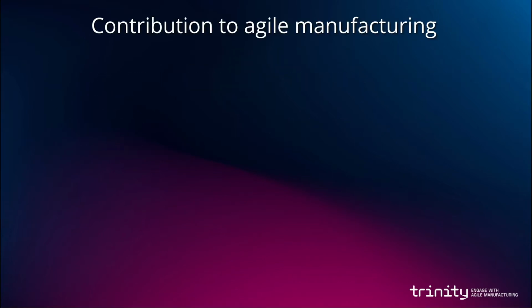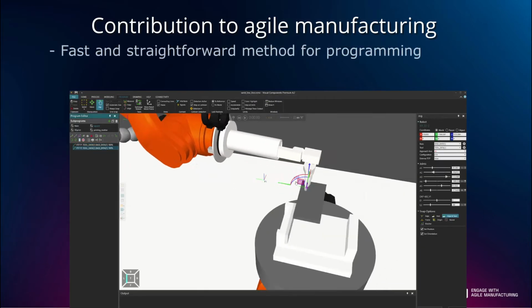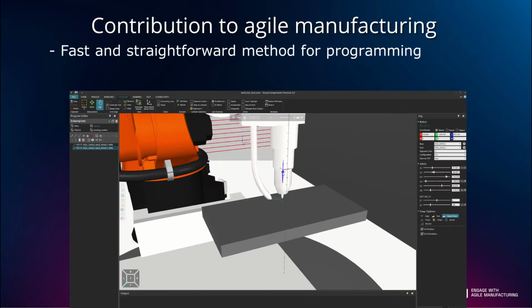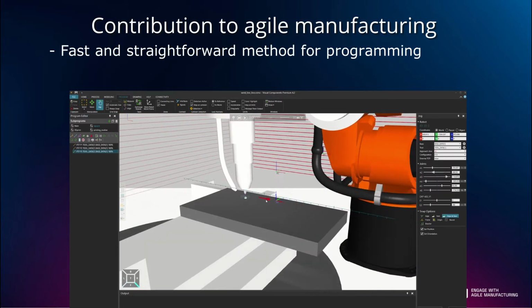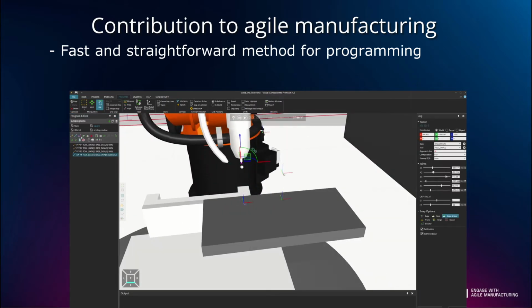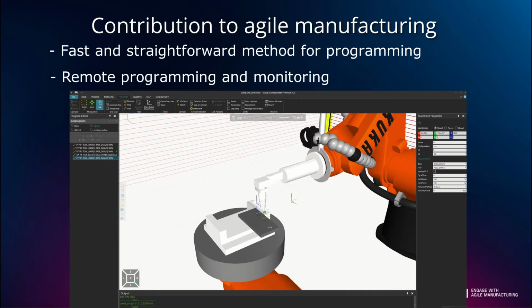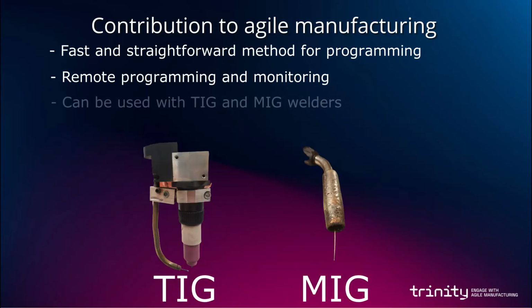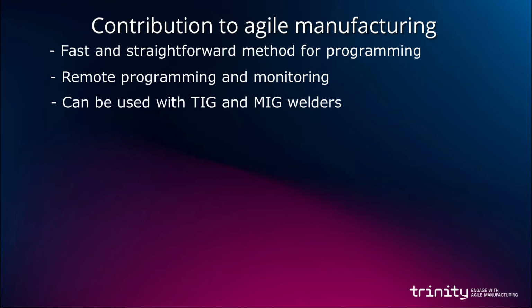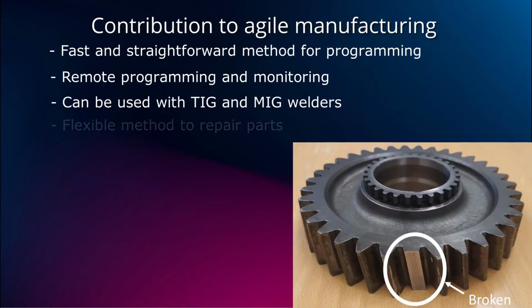So how does this use case contribute to flexible manufacturing? It introduces a fast and straightforward method for programming of the system, which allows for more changes to the program and again increases the flexibility. The system can be programmed and monitored remotely, which gives you an agile method to have control and overview of the system. The current setup of the use case uses a TIG welder. However, the same system can also be used with a MIG welder. The system can be used to repair parts that have suffered wear and tear over the years.